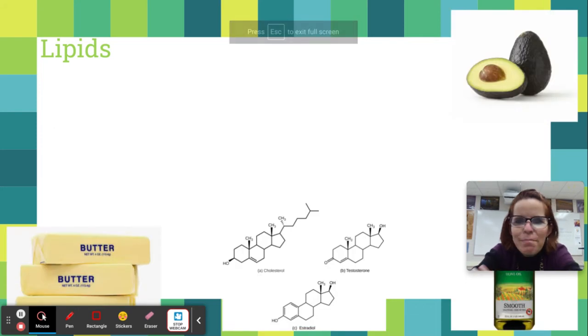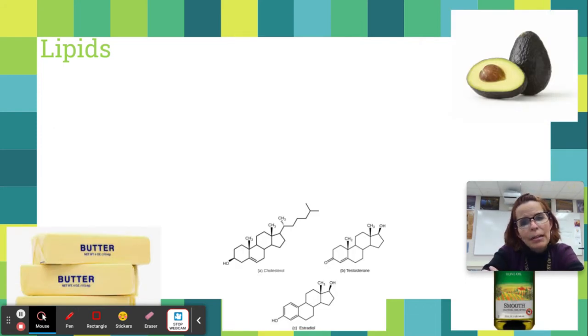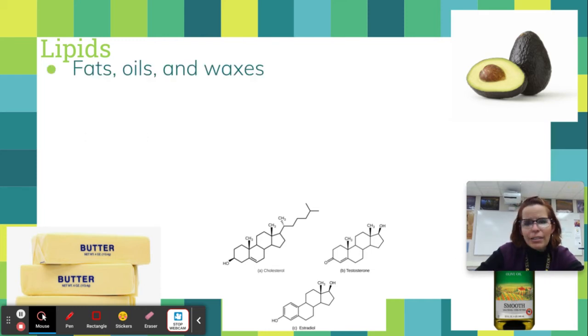All right, hi everybody. We're going to continue with macromolecules. We're going to talk about lipids. In the previous one, we talked about intro to macromolecules and dehydration synthesis and hydrolysis and carbohydrates. This one should be a little bit shorter. So today we're talking about lipids.